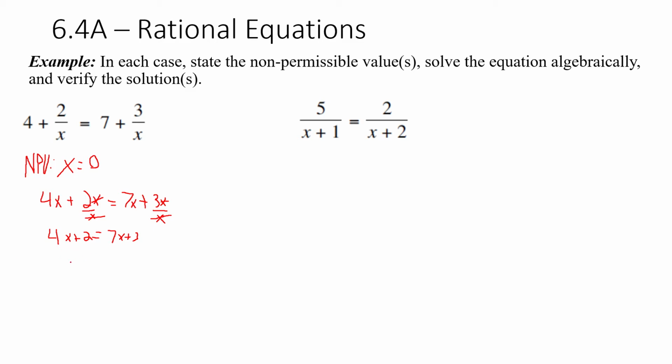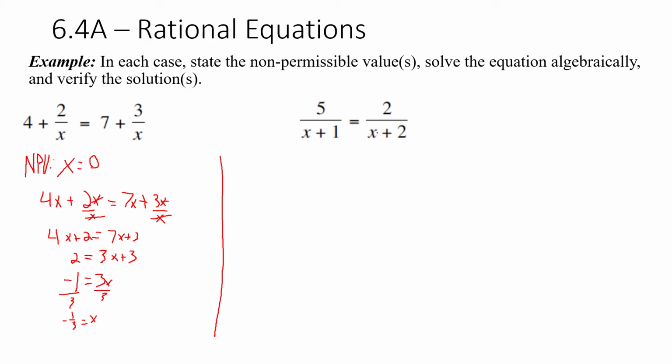So let's do that. Let's subtract 4x from both sides, and we'd be left with 2 equals 3x plus 3, and then if we were to subtract 3 from both sides, we would have negative 1 equals 3x, and then we can finish solving by dividing by 3, and we get our final answer of negative 1/3 is our x. So that was a simple example. Let's bump it up a bit here.